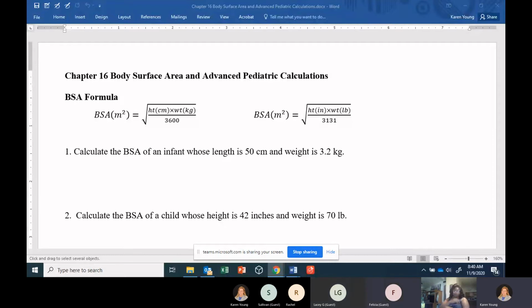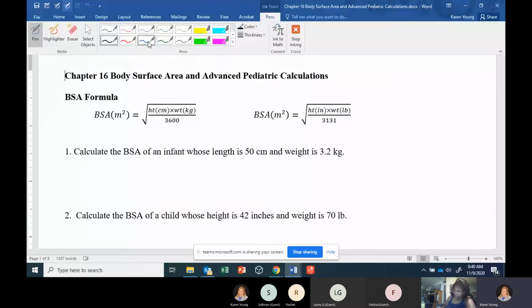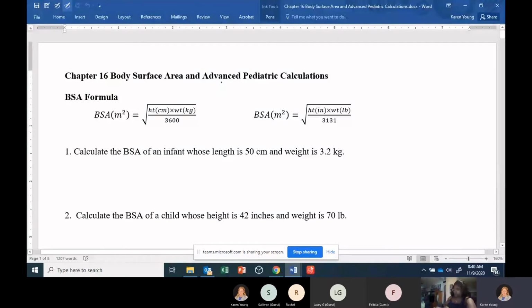All right, so let's look at chapter 16. Chapter 16 is body surface area, medications based on body surface. So our body surface area, which is meters squared. Like in chapter 13, where our dosages were based on kilograms, this time our safe dosage is based on a person's body surface area.